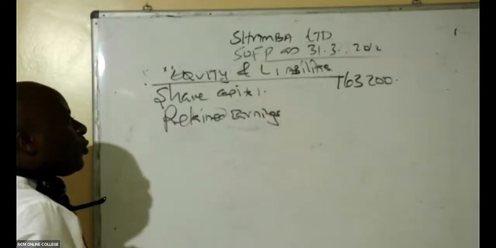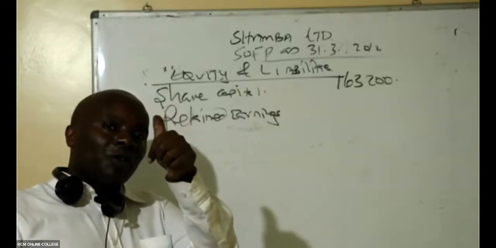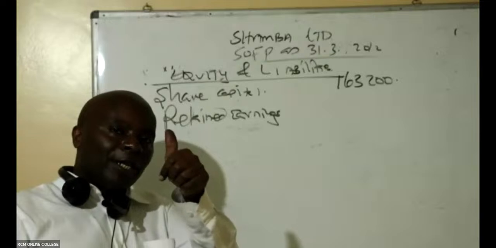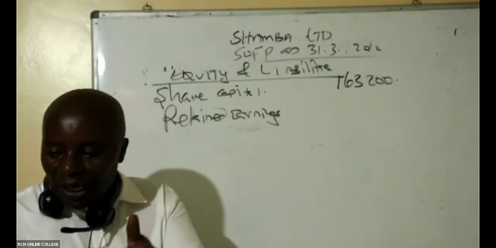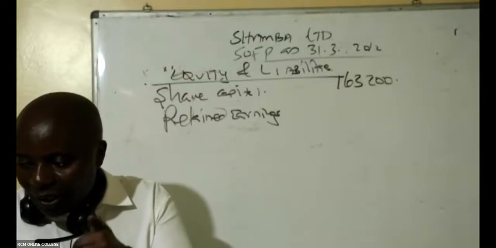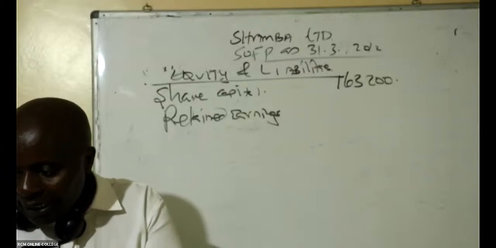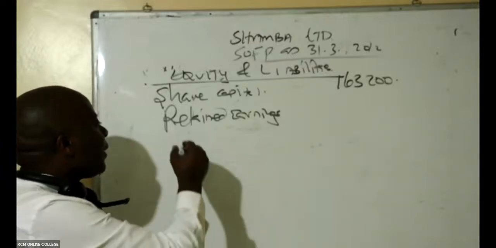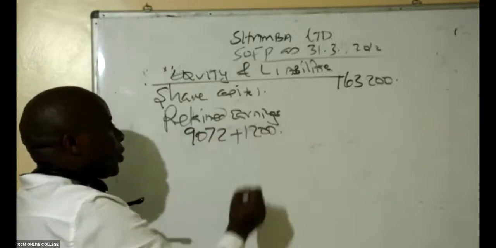So retained earnings, you have to be very, very bright. We have the cumulative retained earnings carried forward in the income statement. Are you able to remember that figure? Was it 90? Is there anybody who is able to remember that figure? It is 9,072.